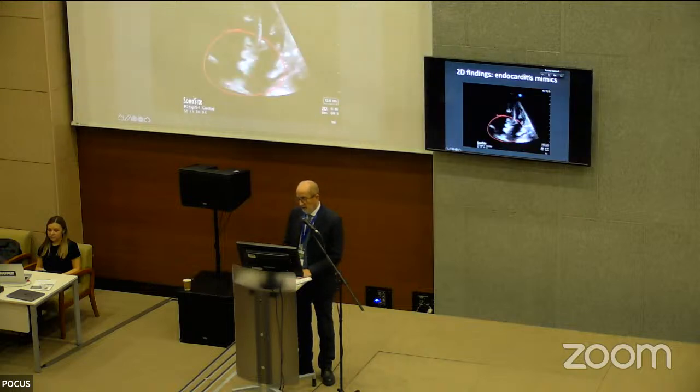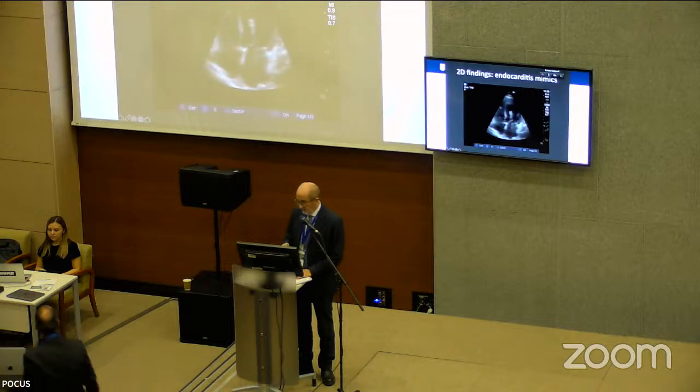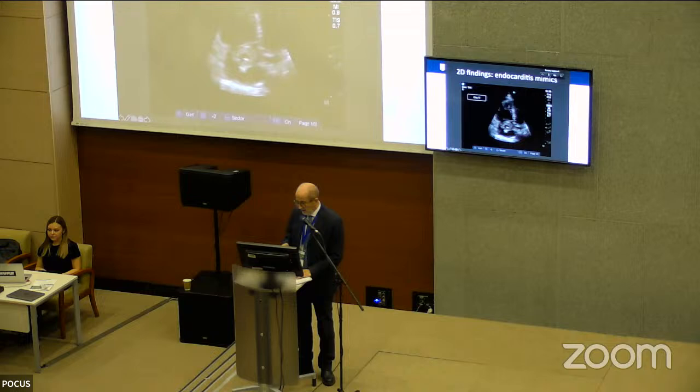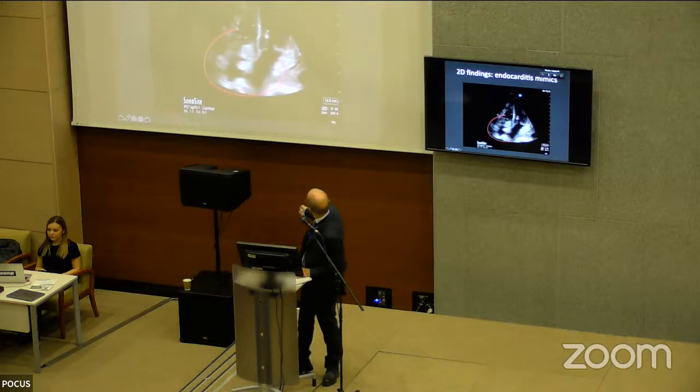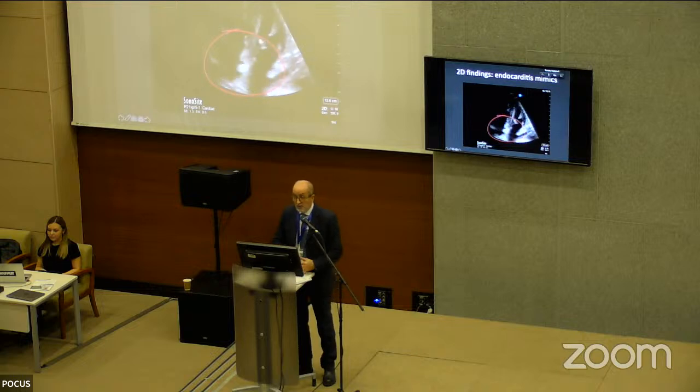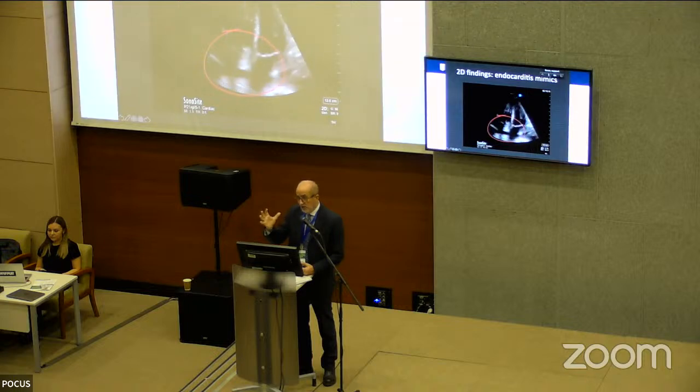This is another case with the mass. And what is different is that the big structure is not moving, rather it is attached to the atrial septum. There is only the tip of the lesion that is moving in and out from the tricuspid valve. So what is this? Most likely it's a right atrial tumor, right atrial myxoma. Okay, so not moving, not related to the valve, attached to the atrial septum.